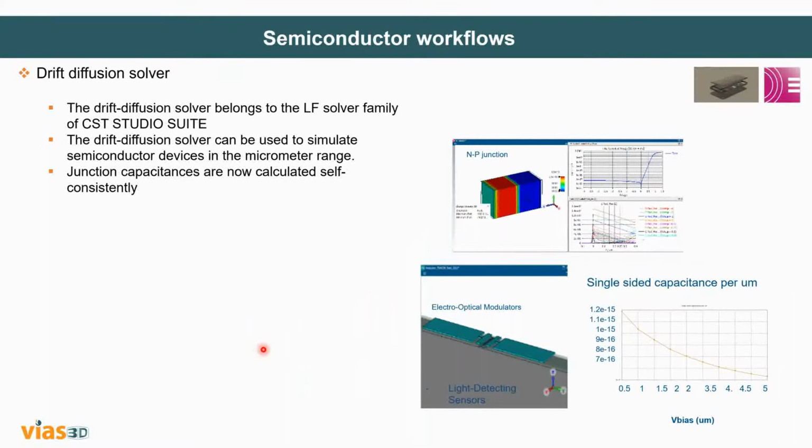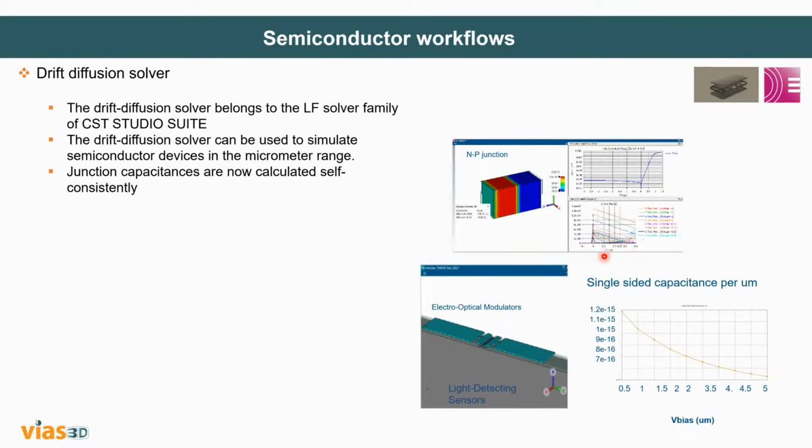Now, we have introduced a drift diffusion solver in our low frequency solver family, and this solver can be used to simulate semiconductor devices like a PN junction diode or NPN junction BJT, of which the conducting traces are in the micrometer range. The drift diffusion solver belongs to the low frequency solver family. It is based first on electrostatic field calculation, and then it applies a Gummel iteration scheme to compute the electron and hole density, which are needed KPIs for this industry.